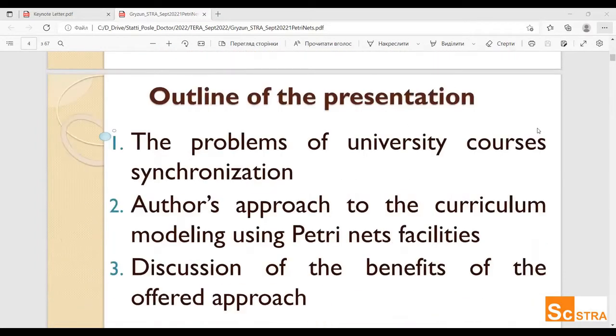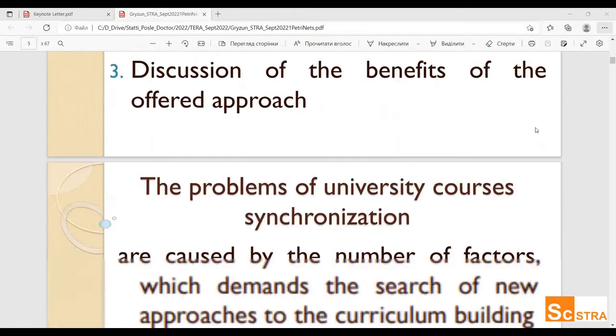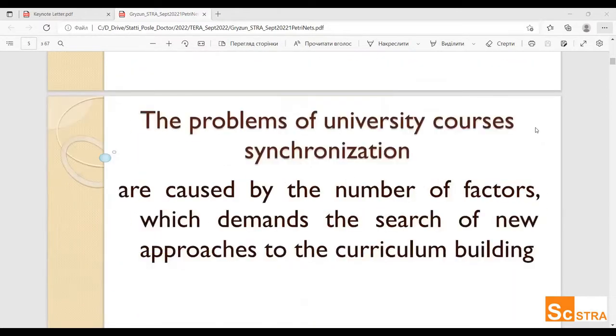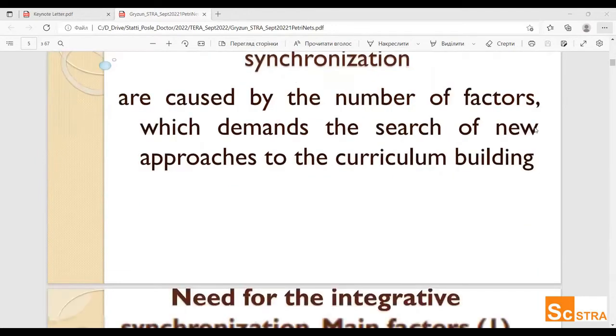So the topic of my presentation today is not occasional, and I'm going to cover the problems of university courses synchronization, to present the author's approach to curriculum modeling using Petri nets facilities, and to discuss the benefits of the offered approach. The problems of university courses synchronization are caused by a number of factors which demand the search for new approaches to curriculum design.